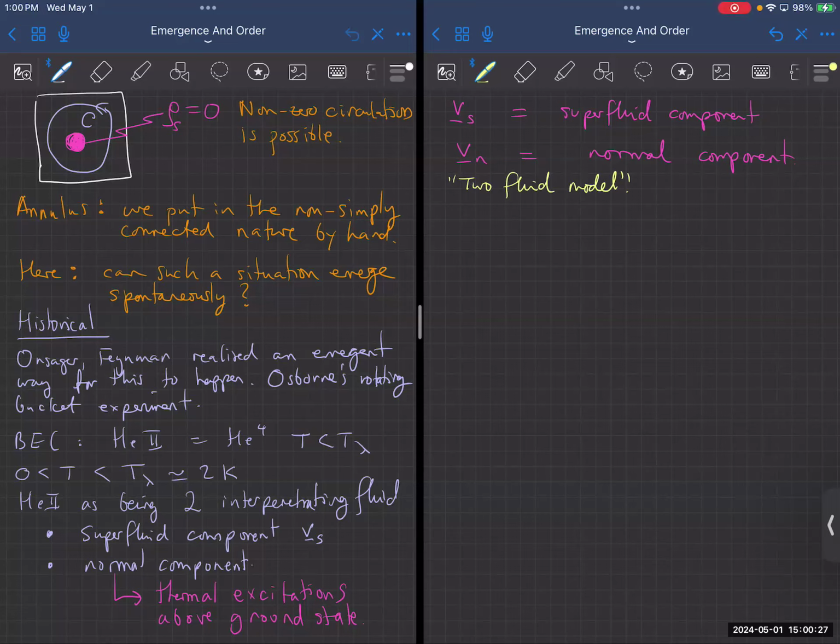Okay, so that's the picture. So now let us ask what happens when you rotate helium-4 in a bucket. What happens? So let's try to figure it out. So here's my picture.